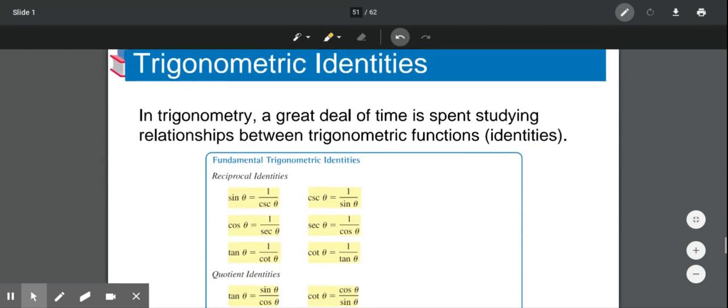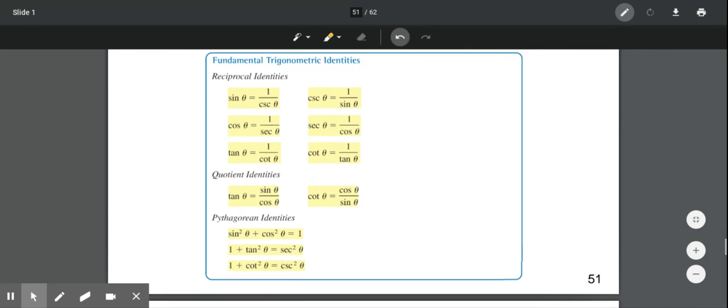All right, so then we also have all of these trig identities, relationships that are equal to each other. We could say that sine is the same thing as 1 over cosecant, cosine is 1 over secant, and tangent is 1 over cotangent, and the same is true the other way. Cosecant is 1 over sine, secant is 1 over cosine, and cotangent is 1 over tangent. Also, tangent is sine over cosine, and cotangent is cosine over sine. So those are all your reciprocal identities.